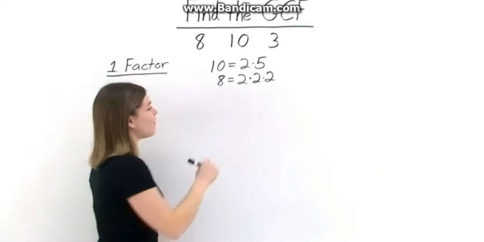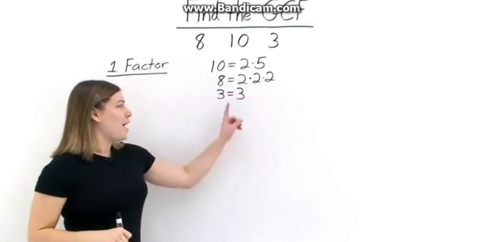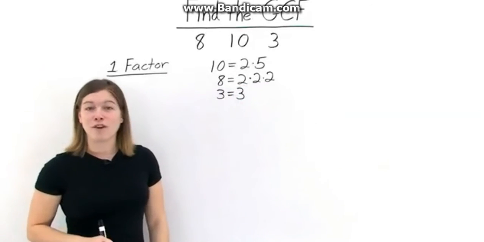Now for 3. 3 is already prime. So its prime factor is 3. Now we found all the prime factors of each one of our original numbers.